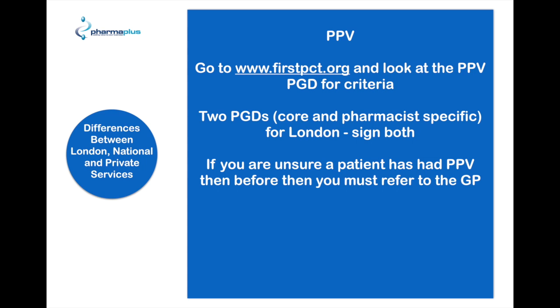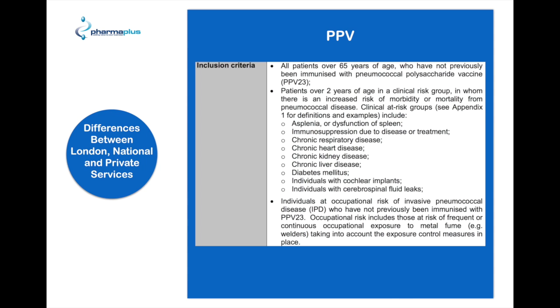PPV, this particular PGD is available only in London. It's comprised of two PGDs, a core and a pharmacist specific one for London, and you'll need to sign both. And an important thing here is if you're unsure whether or not a patient's had PPV, then you really ought to refer them back to the GP. This is something that cropped up from last year when people were double vaccinated, and it's something that I think you ought to be aware of. And when you do go onto the PGDs and download them, as we discussed earlier, these are the inclusion criteria. Again, I'm not going to go into it, but it's there on the PGD itself.